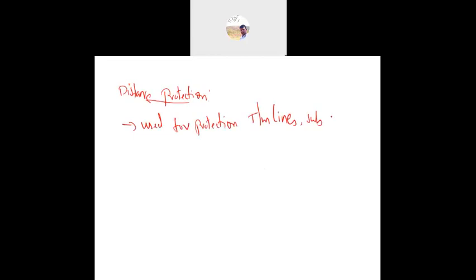Next, we'll talk about distance protection. Distance protection is used for the protection of transmission lines and sub-transmission lines, 33 kV, 66 kV, and 132 kV lines. Those come under distance protection.